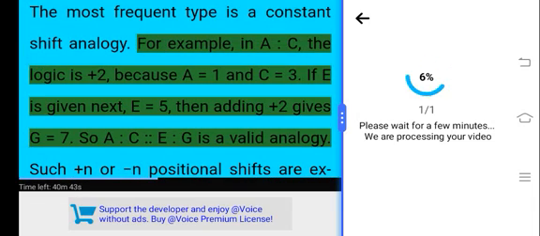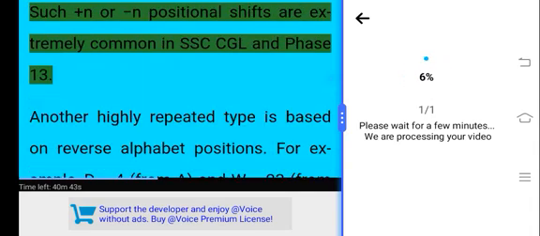For example, in A, C, the logic is plus 2, because A equals 1 and C equals 3. If E is given next, E equals 5, then adding plus 2 gives G equals 7. So A, C, E, G is a valid analogy. Such plus and or minus n positional shifts are extremely common in SSC CGL and Phase 13.